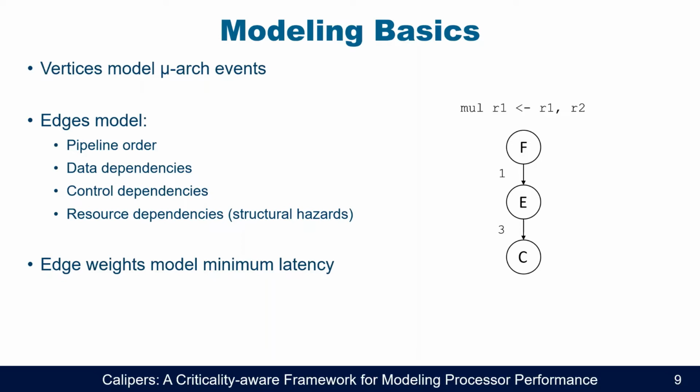The edges in the graph denote ordering dependency between the events, and the edge weights model the delay or minimum latency lag between them. Ordering arises from essential microarchitectural characteristics like different stages in the pipeline or from data, control, and structural hazards. The example in this slide just shows pipeline ordering. We will see examples of other types of dependencies in the following slides.